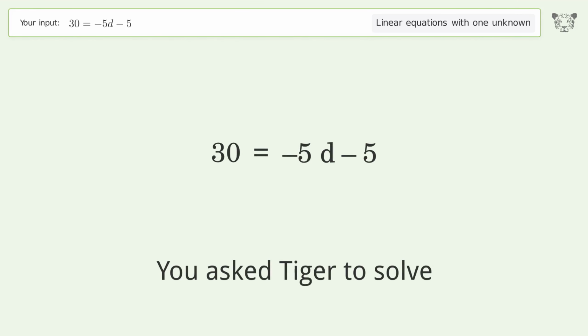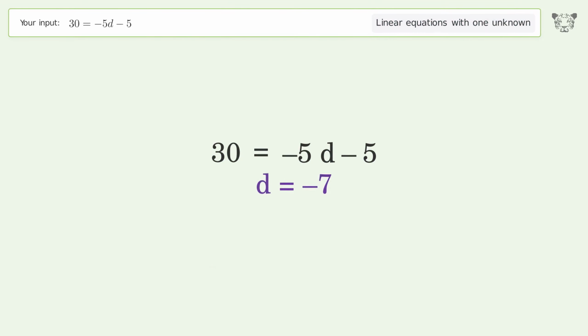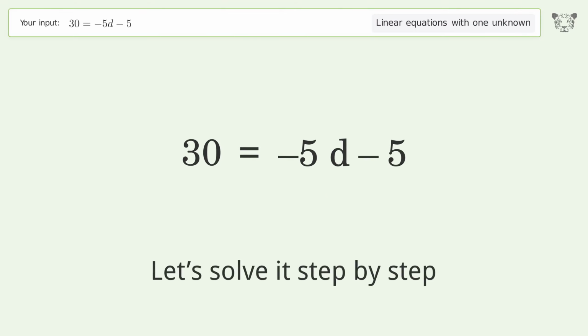You ask Tiger to solve. This deals with linear equations with one unknown. The final result is d equals negative 7. Let's solve it step by step.